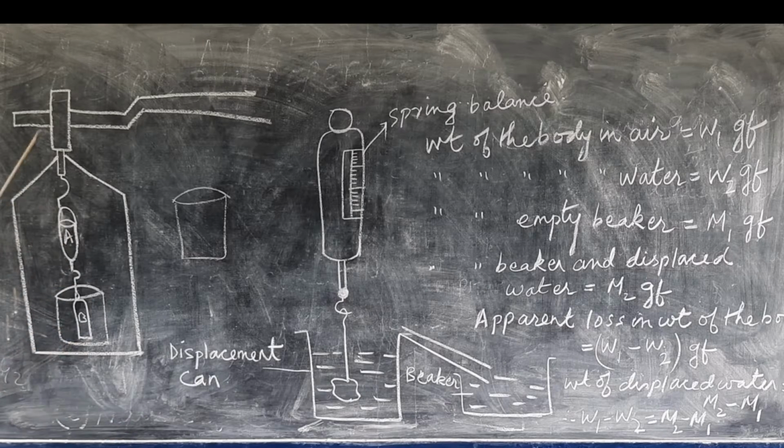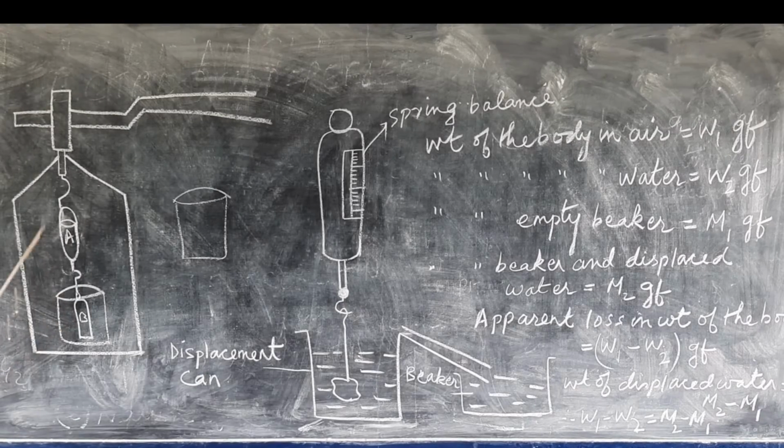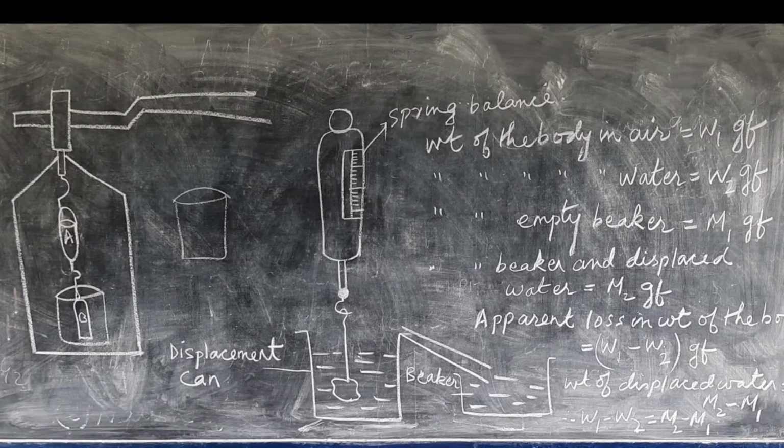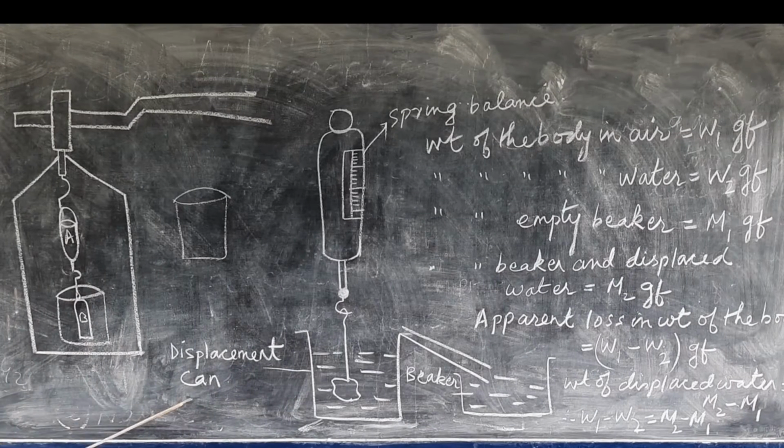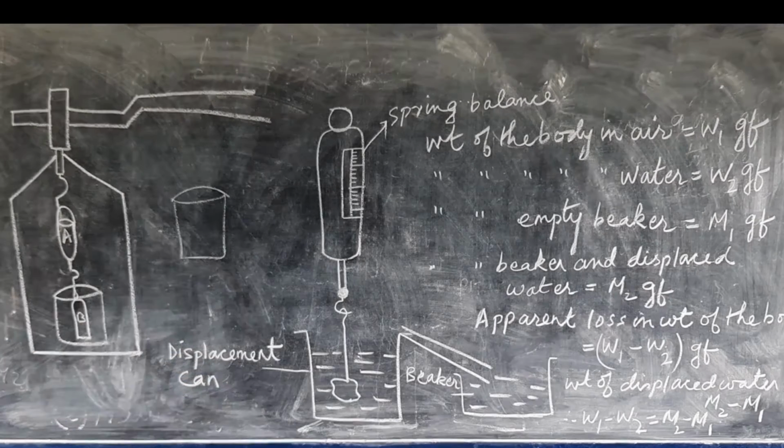Now when the solid cylinder is immersed inside the water, what you will observe is that the left side pan of the spring balance rises up. Why does it rise up? Because when the solid cylinder is immersed in the water, the water provides upthrust to it, which causes an apparent loss in weight of the solid cylinder. Therefore the pan of the spring balance moves up.